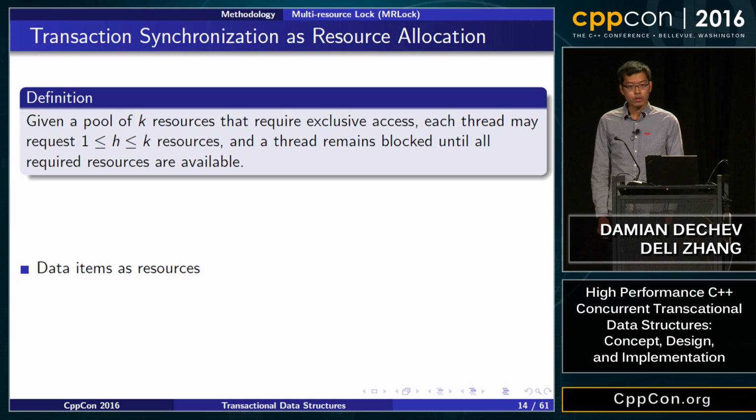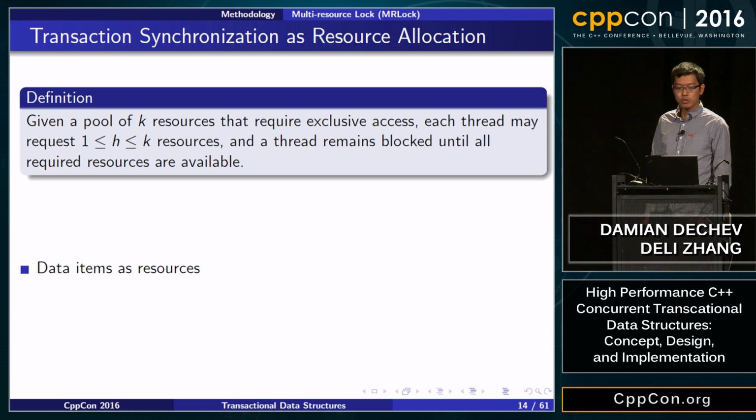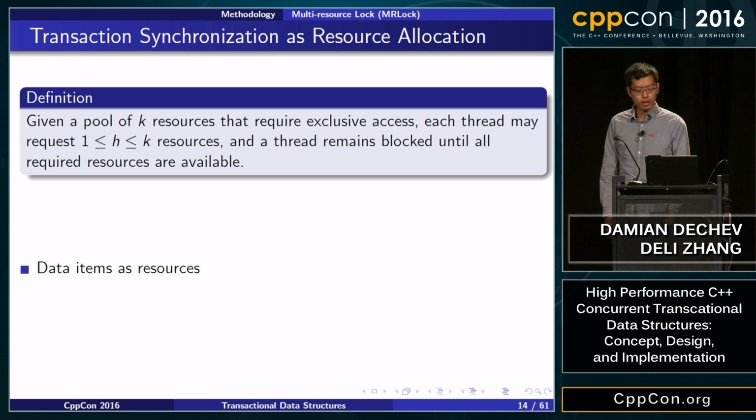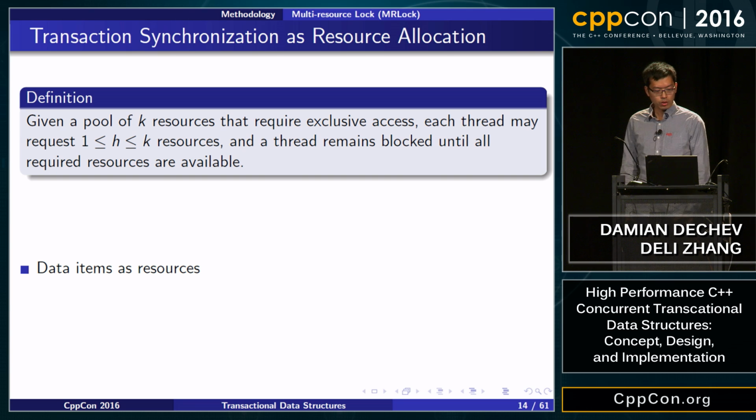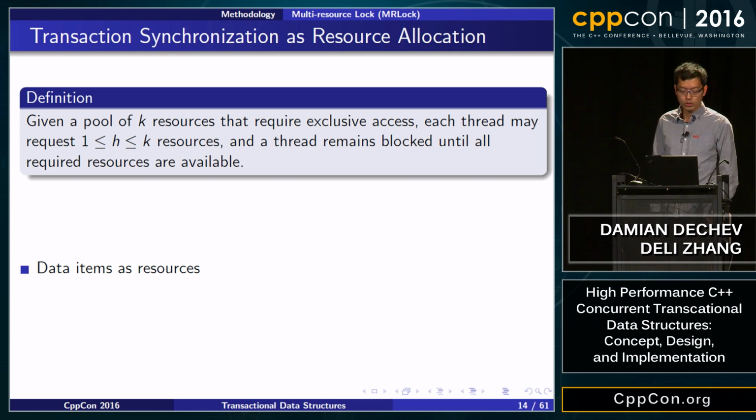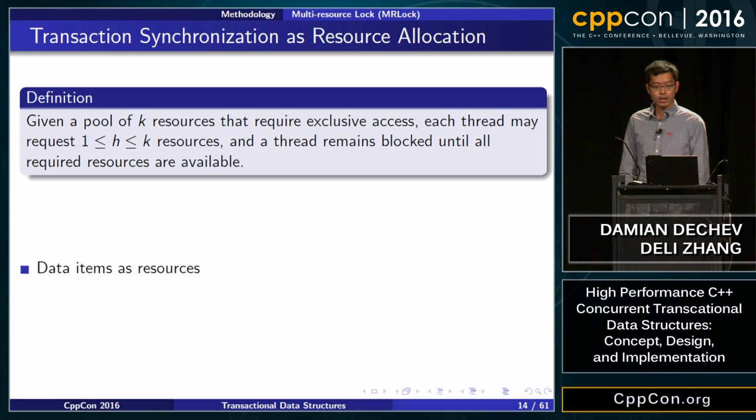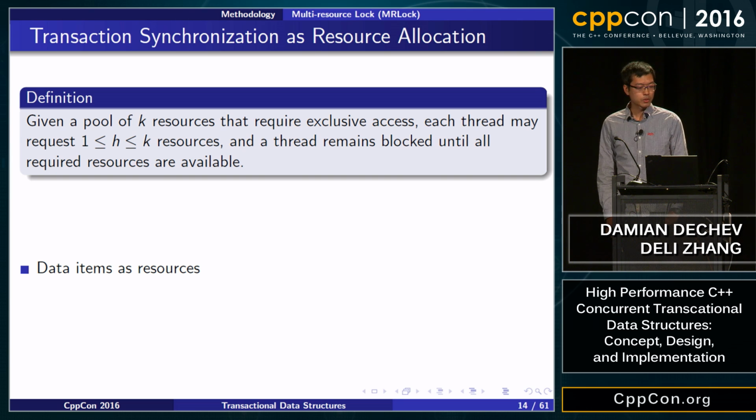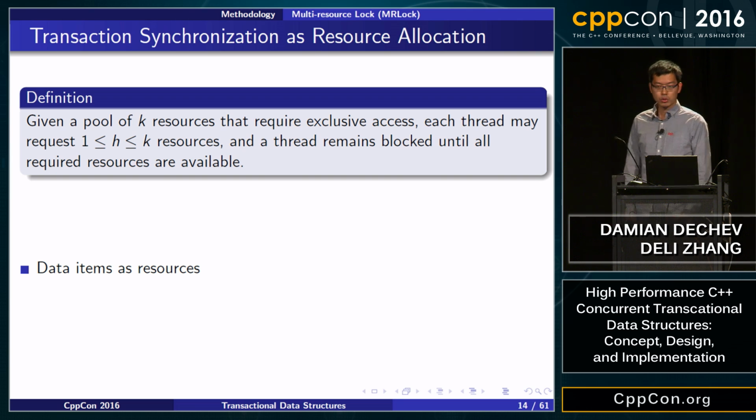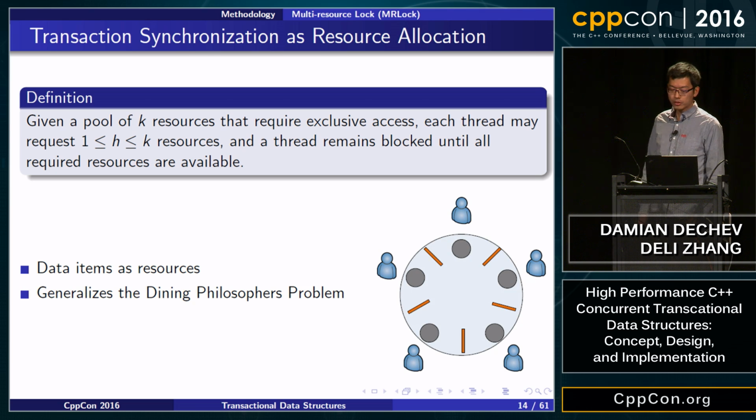Now, remember that transactional boosting requires an operation to acquire an abstract lock before execution. So for multiple operations in a transaction, the transactional boosting technique requires the data structure to acquire multiple locks. So if we treat each data item as a resource, then we can reduce the transactional synchronization problem to the resource allocation problem, which says that given a pool of k resources that require exclusive access, each thread may request 1 to k resources, and the thread should remain blocked until all the resources are available. Now, this can also be seen as a generalization of the famous Dining Philosophers problem.